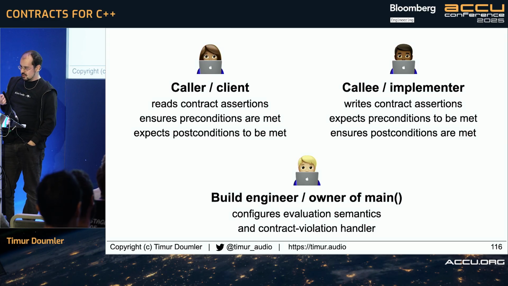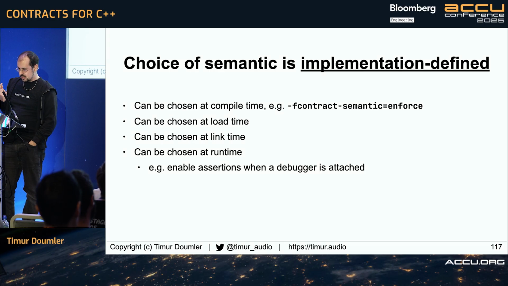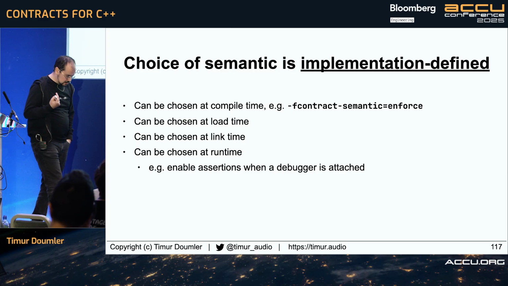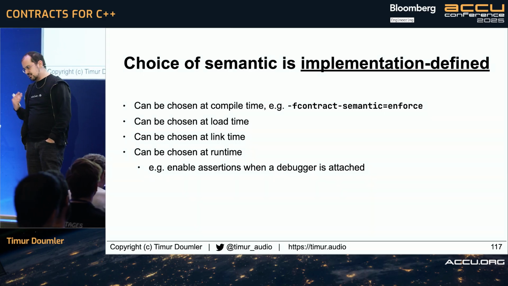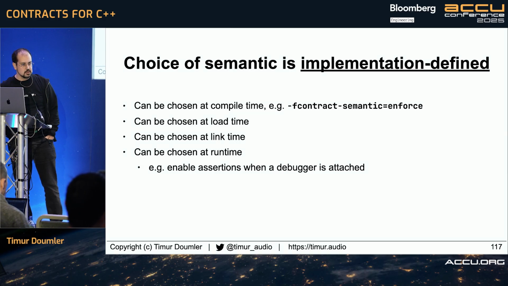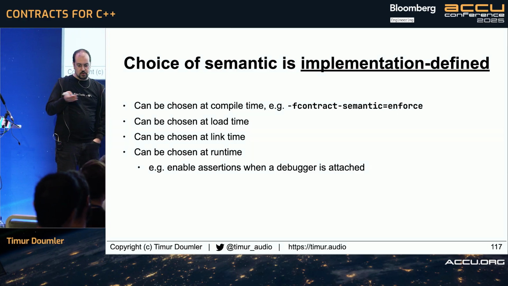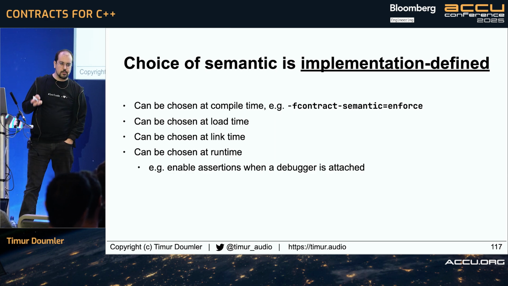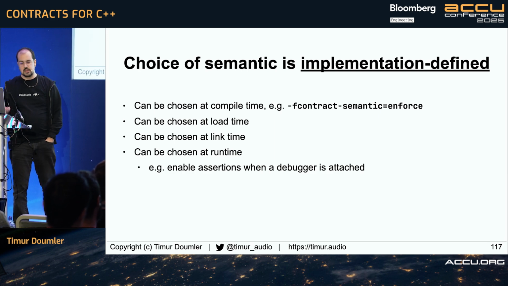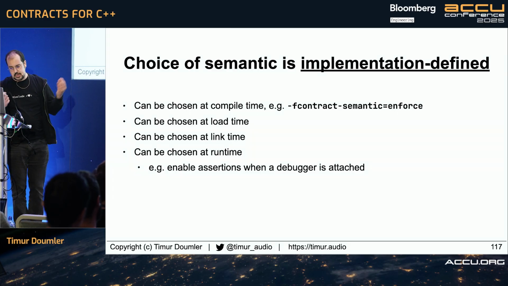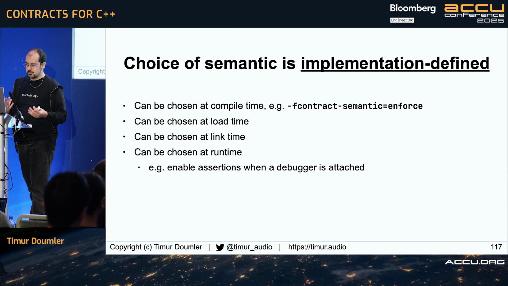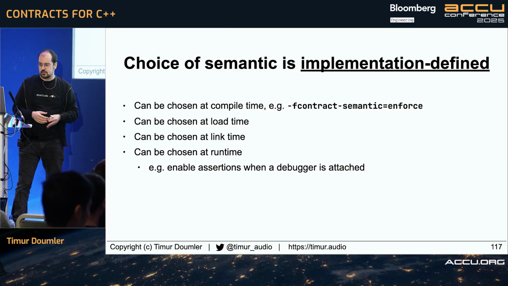So let me drill down a little bit more into this idea that the evaluation semantic can be chosen in any way. The standard, or the C++26 draft, doesn't specify how you choose it, right? So GCC and Clang provide a flag to do it per translation unit, just the way NDEBUG does it today, but that's not the only option. You can choose it at compile time per TU or for the whole program. You could choose it at load time, at link time, or even at runtime, right? Theoretically, you could have hooks into every assertion, and then at runtime you choose if they're enforced or ignored. And that's also a valid implementation. So you want to enable all of those options, right?